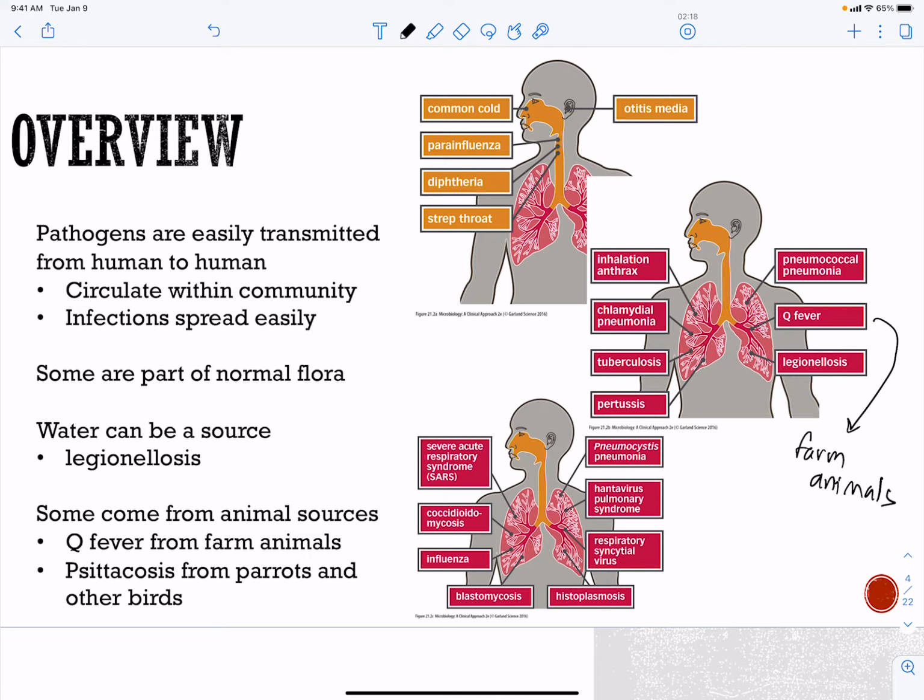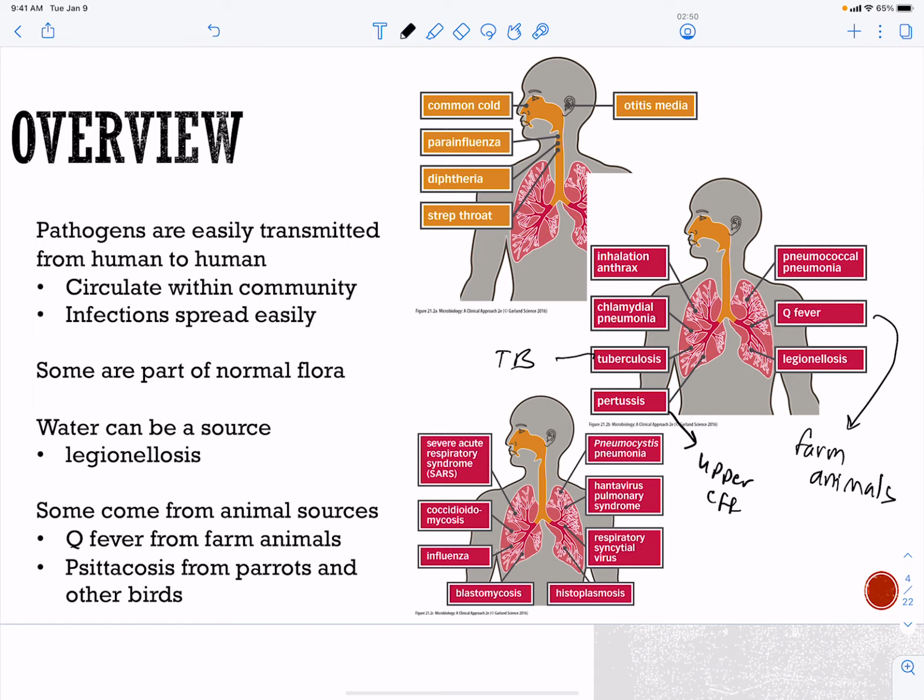Legionnaire's disease was famous in 1976 in a hotel in which many of the participants in a Legionnaire meeting came down with a severe pneumonia. Many of them died. Also famous is tuberculosis, and Mycobacterium tuberculosis does infect the lower respiratory tract. Pertussis is interesting because pertussis will infect the upper respiratory tract, but it has effects on the lower respiratory tract.